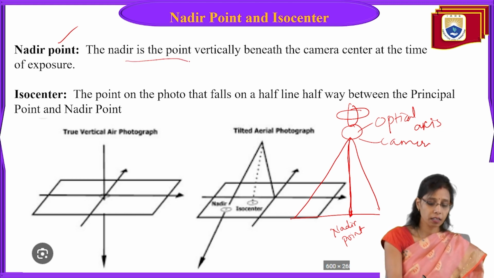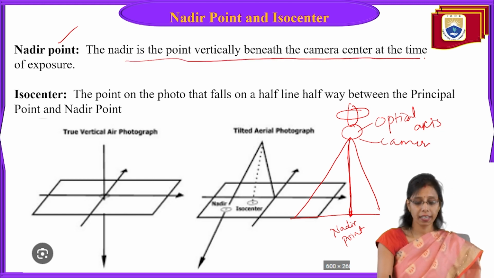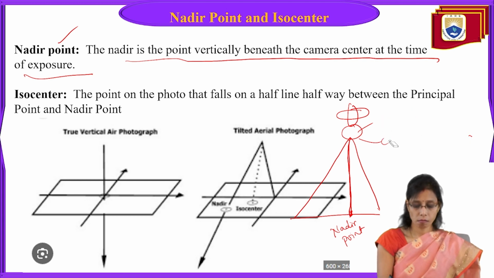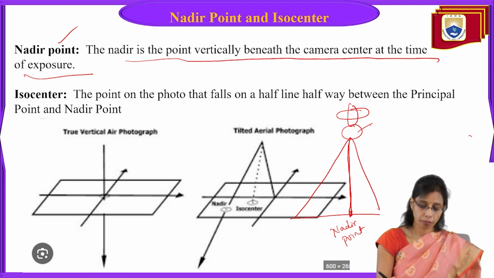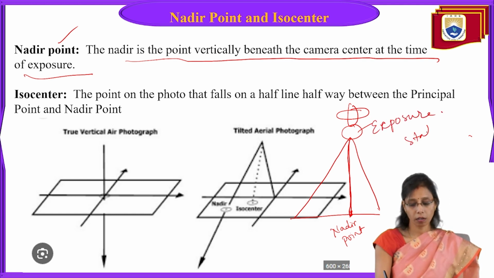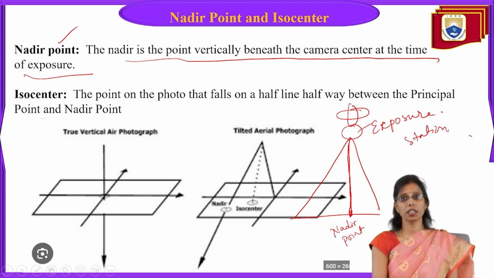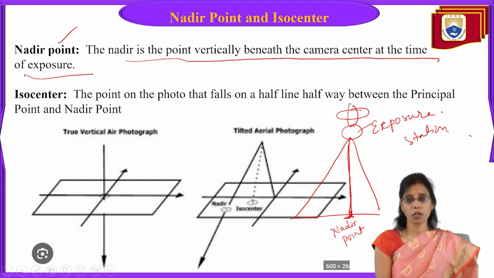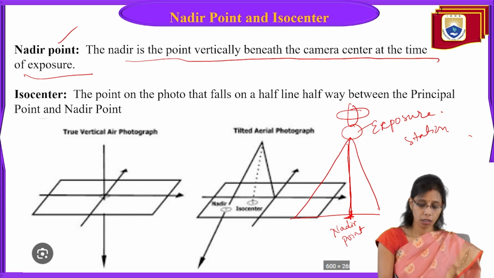Nadir is the point vertically beneath the camera center at the time of exposure. So here is your optical axis, here is your exposure station, and exactly beneath the camera is called the nadir. So in the vertical photograph, your nadir point and your principal point will be the same.